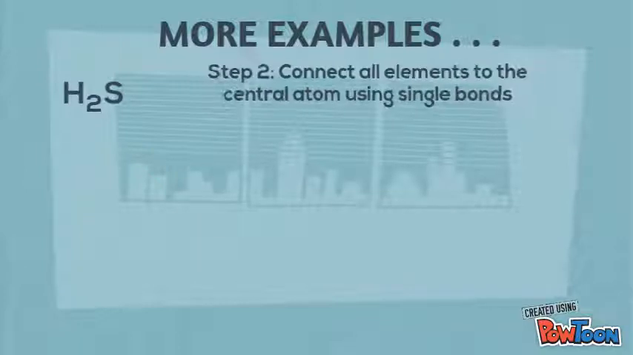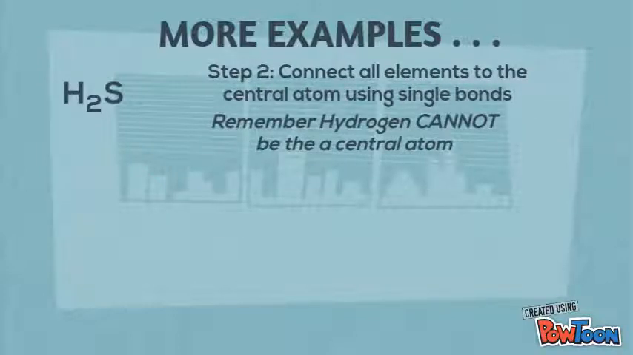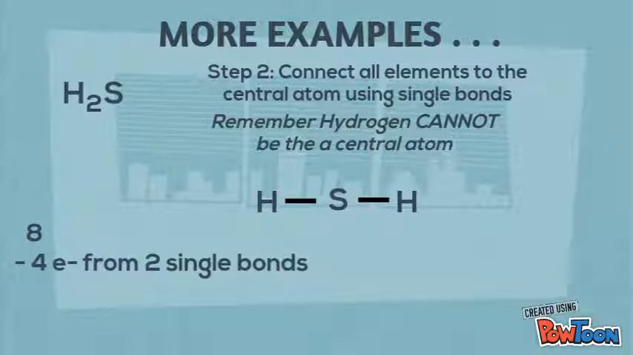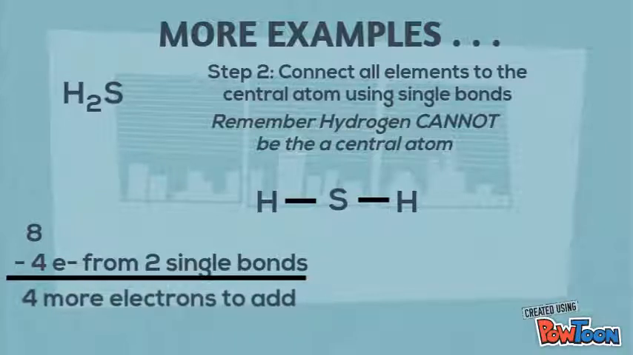Step number 2 is to connect all the elements to the central atom using single bonds. Remember, hydrogen can never be the central atom, so we have 2 hydrogens attached to the central sulfur atom. We had 8. We just used 4 electrons for 2 single bonds, and now we only have 4 more electrons to add.